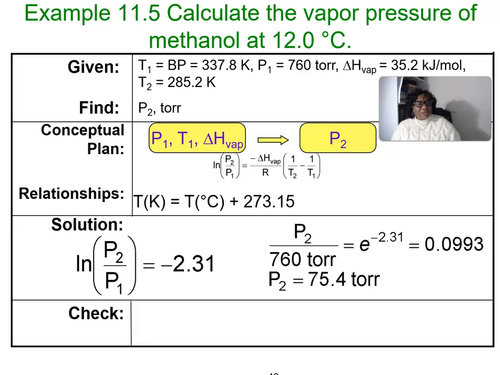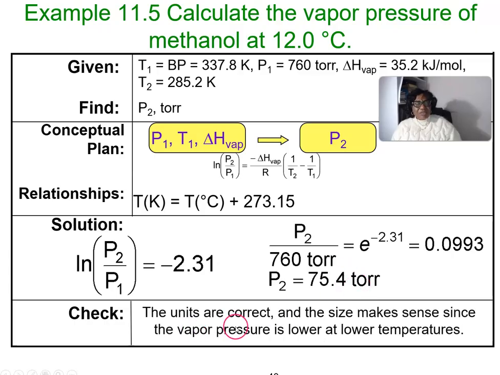So that is it. So that's our P2. So the units are correct. The size makes sense since the vapor pressure is lower at lower temperature.